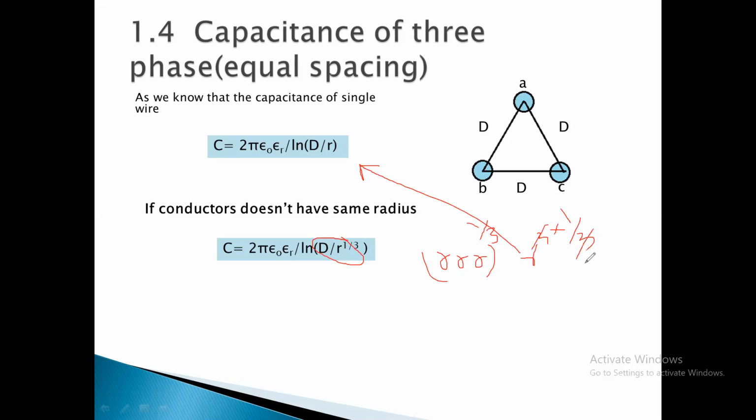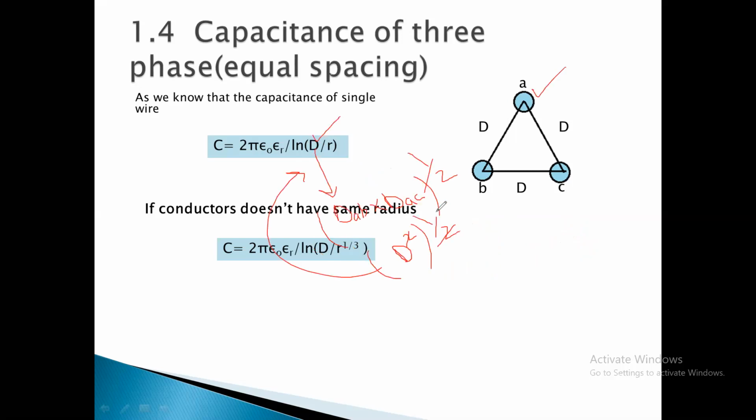So you don't get confused in the formulas. The formula is the same for everyone. If you understand the concept, the distance, whether it's simple r, or GMD, mutual GMD or self GMD, the formula will be the same. But in case the conductors don't have the same radius, then you will multiply all the radii here, for example, the radius of conductor A, the radius of conductor B. Sorry, don't get confused over here. Let me explain.